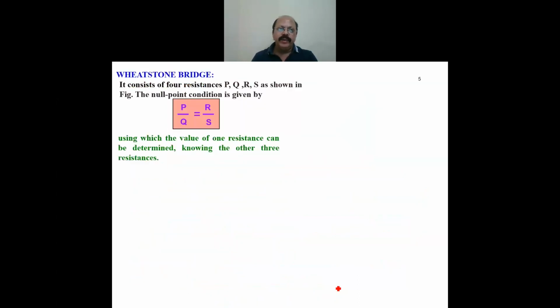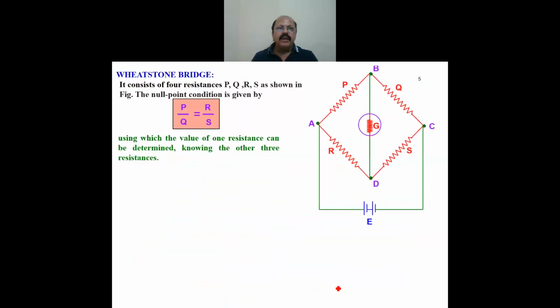Now, Wheatstone bridge. Wheatstone bridge basically consists of four resistances. You can see P, Q, R, S, and they are arranged in the form of a bridge. This is called a bridge, right? Its two points A and C are connected to a battery or cell. Another two points B and D are connected to a very sensitive galvanometer of resistance capital G.